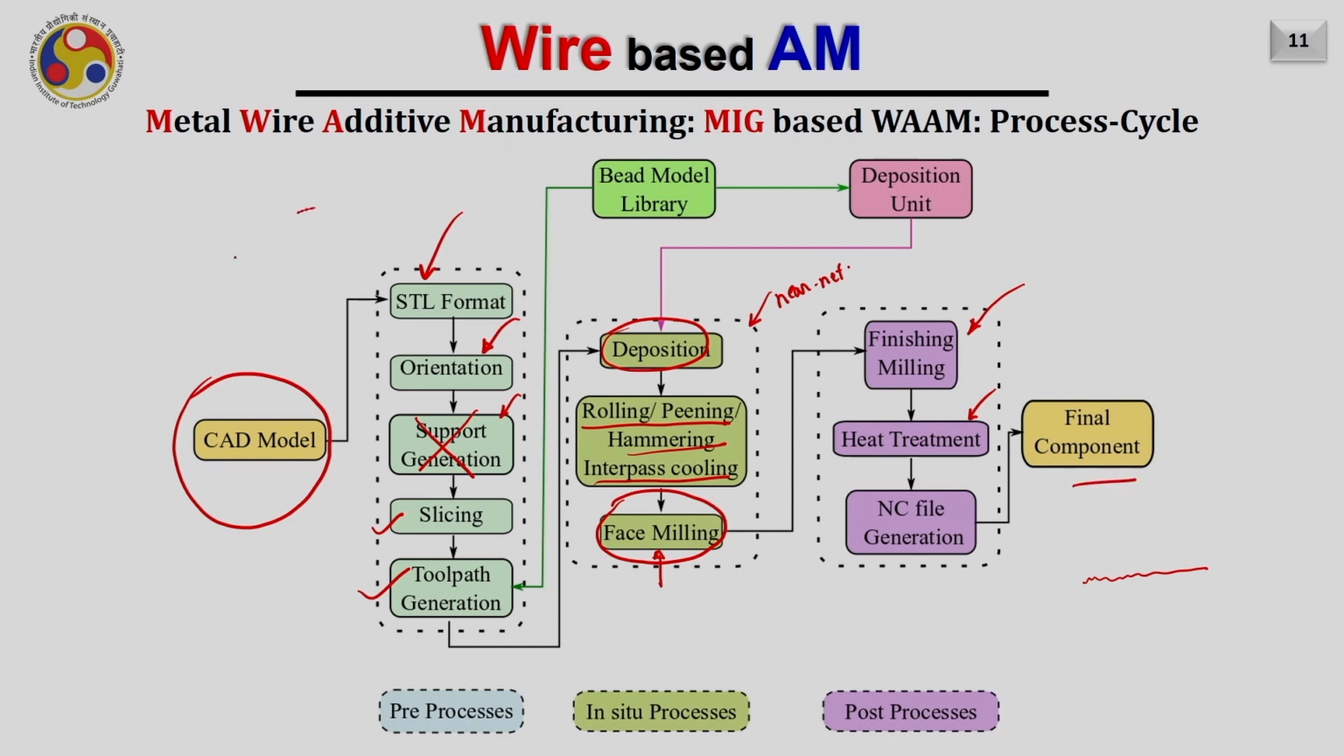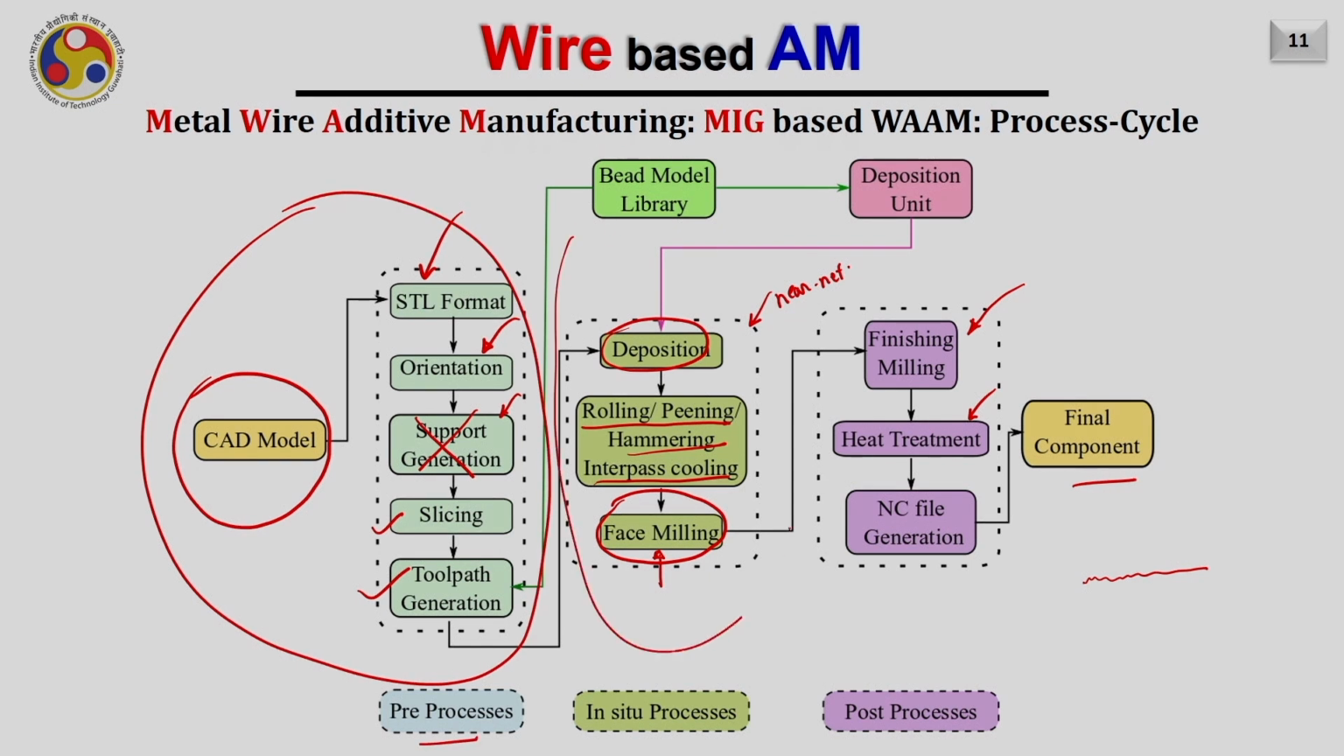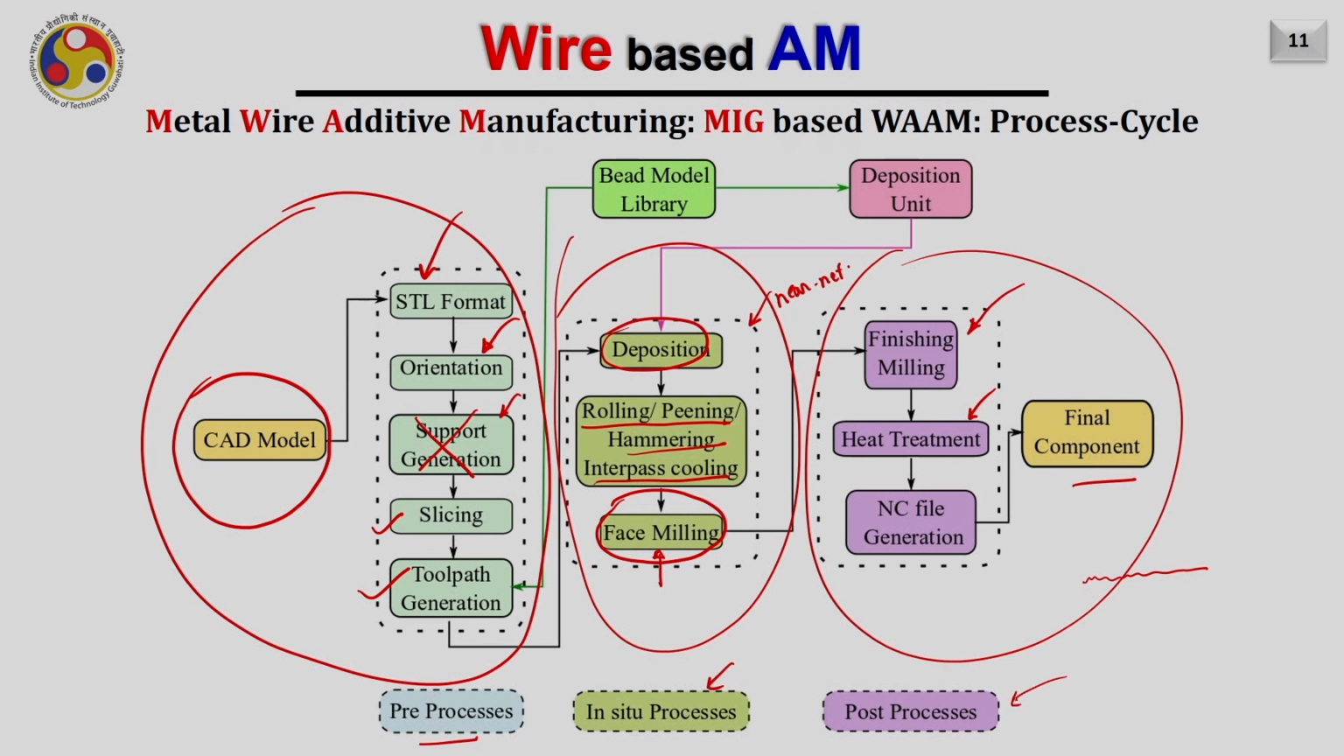This operation falls into the category of pre-processing. This operation falls into the category of the in situ processes, and these operations fall into the category of the post-processing of wire arc additive manufacturing.